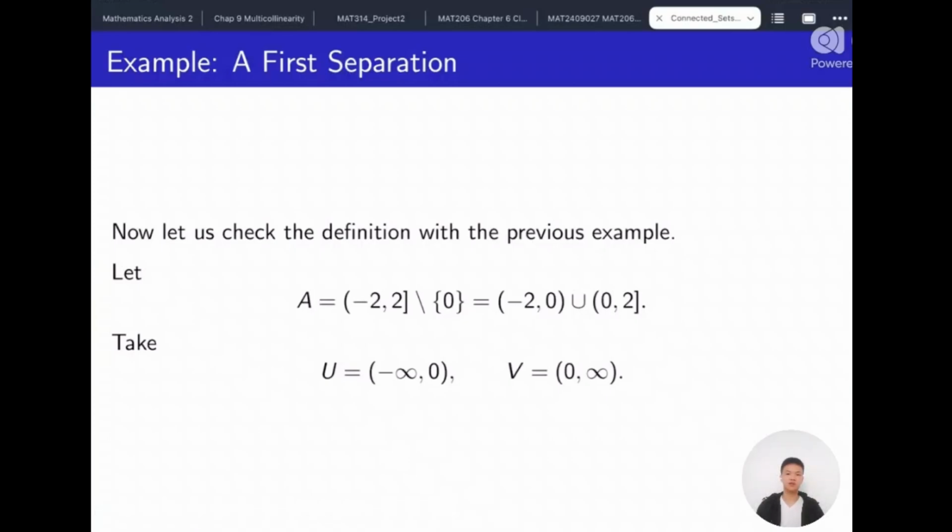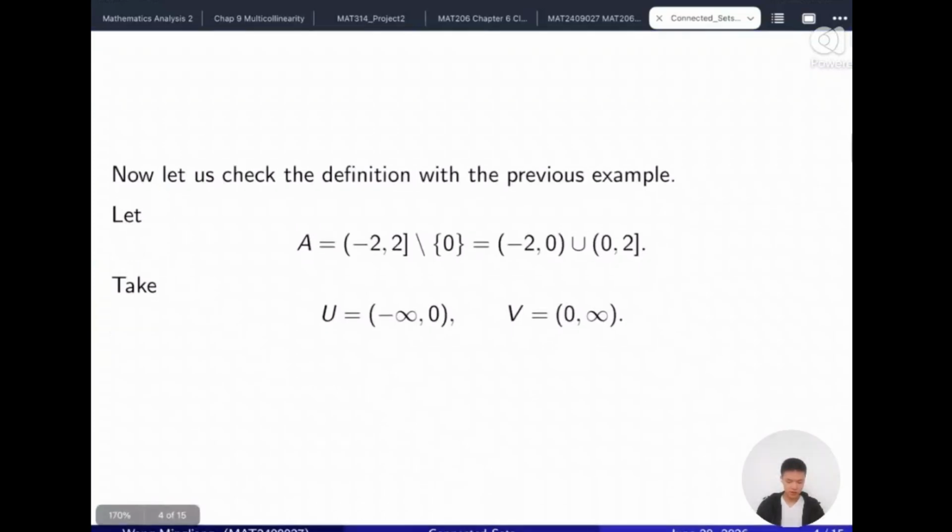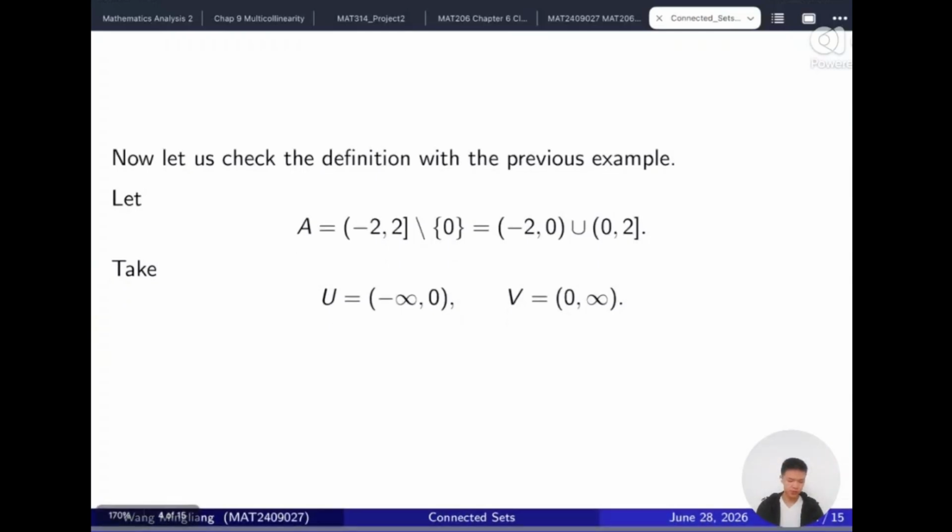And we use the previous example to expand. For A from -2 to 0 and from 0 to 2, we can choose U from negative infinity to 0 and V from 0 to infinity.